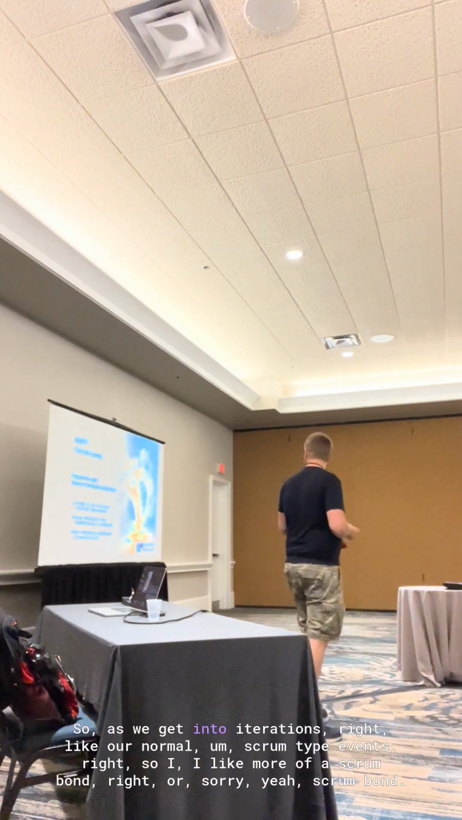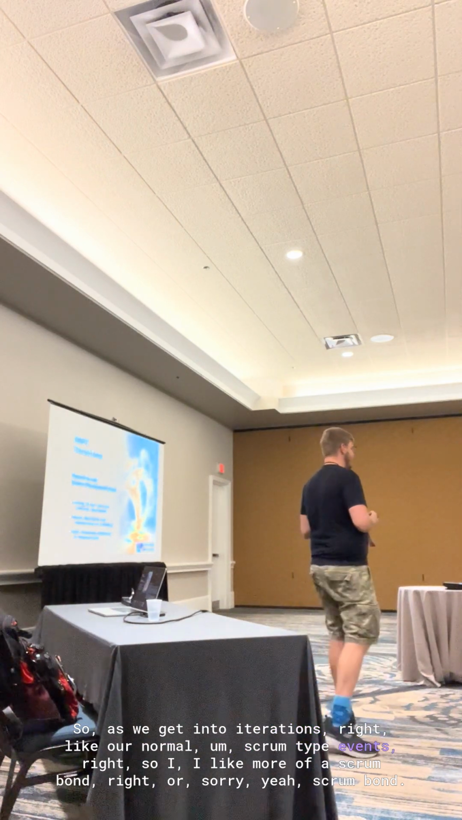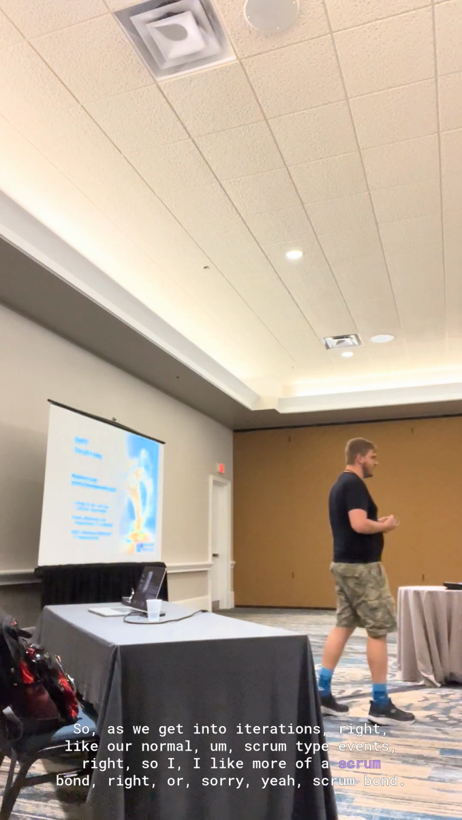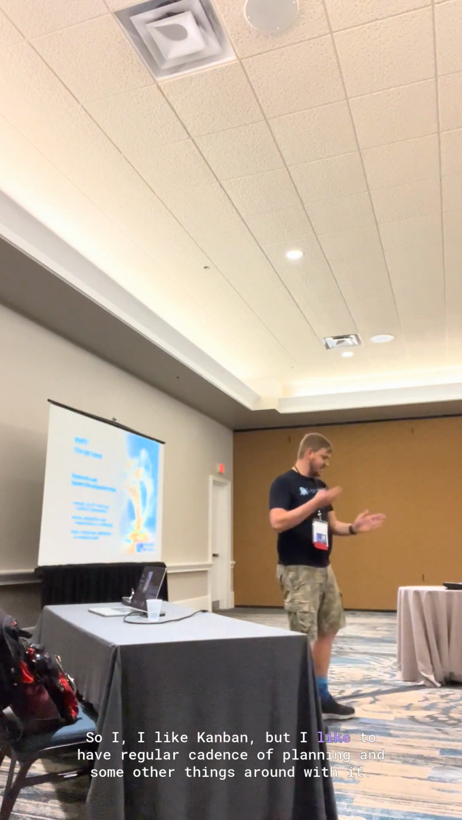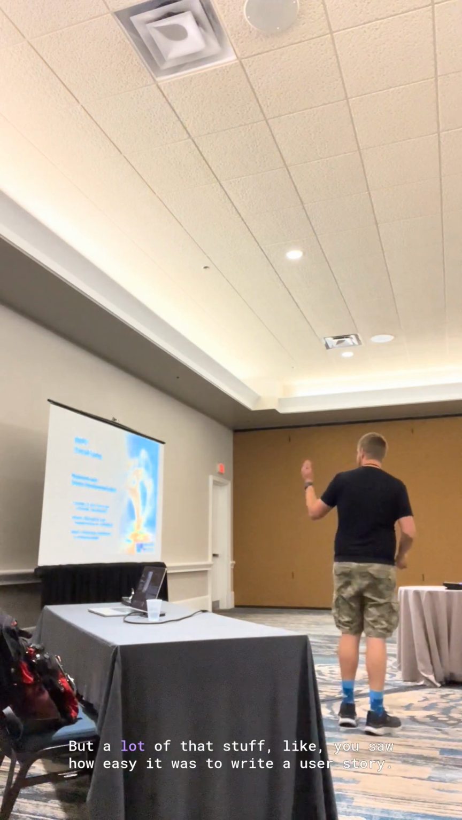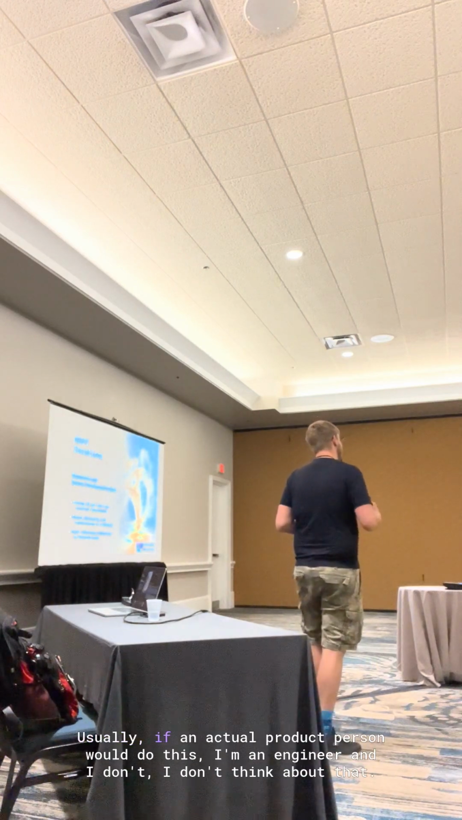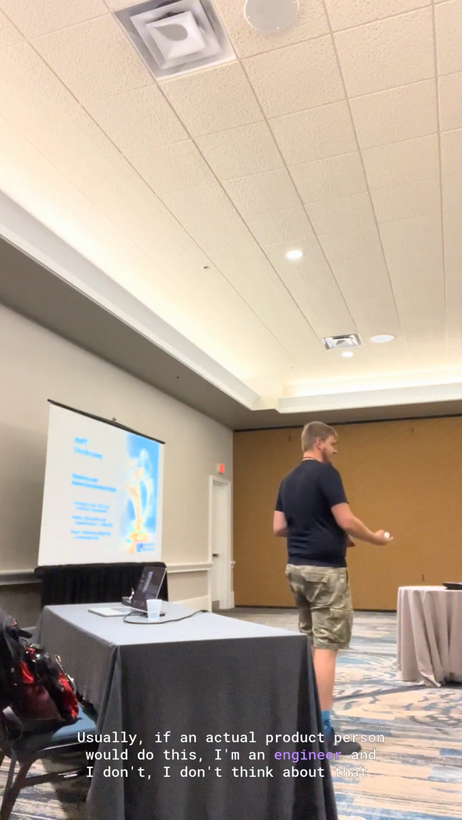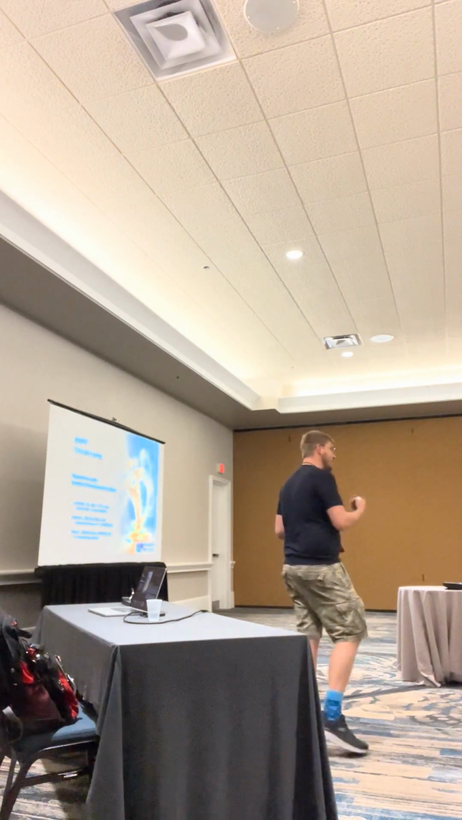So as we get into iterations, like our normal Scrum type events, I like more of a Scrumban, or sorry, yeah, Scrumban. I like Kanban, but I like to have a regular cadence of planning and some other things around it. But a lot of that stuff, like we saw, Apex wasn't ready to write a story. Usually, if an actual product person is doing it, I'm an engineer nerd. I don't think about it as much, as I don't have a product line like some individuals.